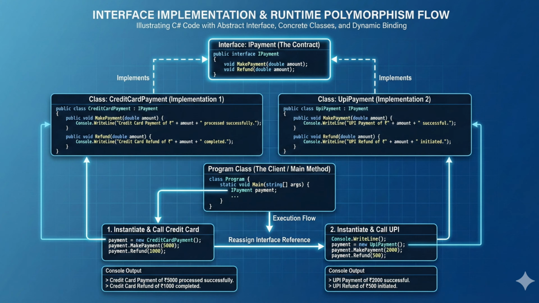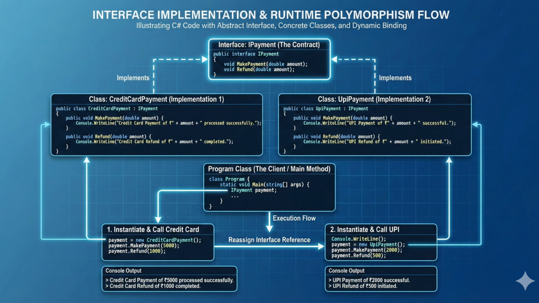When the program execution starts, the interface reference is first assigned to a CreditCardPayment object. This step is shown in the diagram as instantiate and call credit card. At runtime, the interface reference points to the CreditCardPayment object. When the make payment and refund methods are called using the interface reference, the credit card implementation is executed. Even though the reference type is IPayment, the actual method executed belongs to the CreditCardPayment class. This behavior is known as dynamic binding.